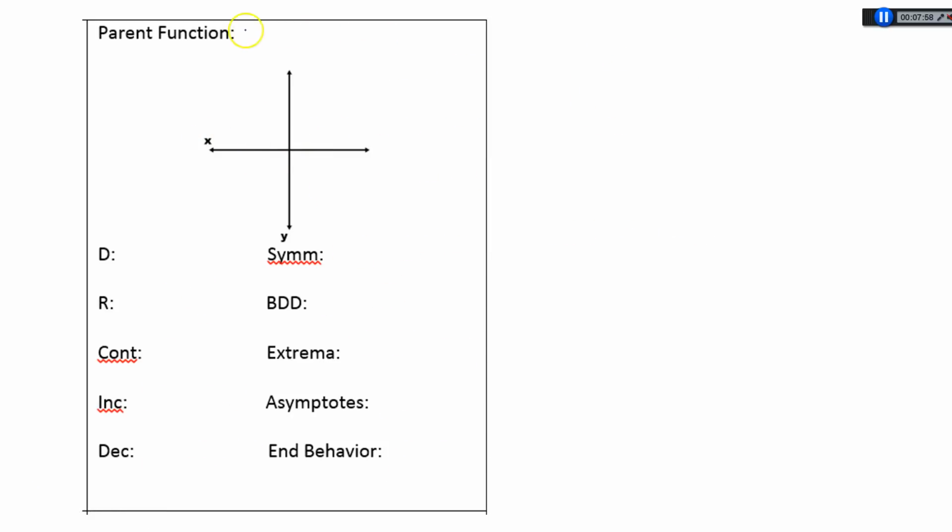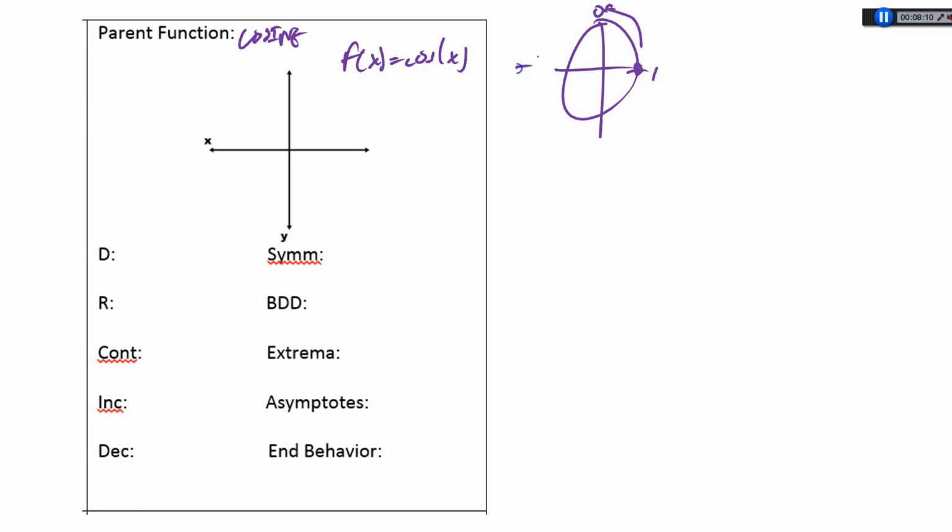Last one for this video is cosine. F of x equals cos x. Once again, this is a unit circle thing. We start off at +1, we decrease to 0, then we go down to -1, then we go to 0, then we go back to +1. So cosine starts when x is 0, it starts at 1, and then it decreases down to 0 and all the way down to -1. Something like that.